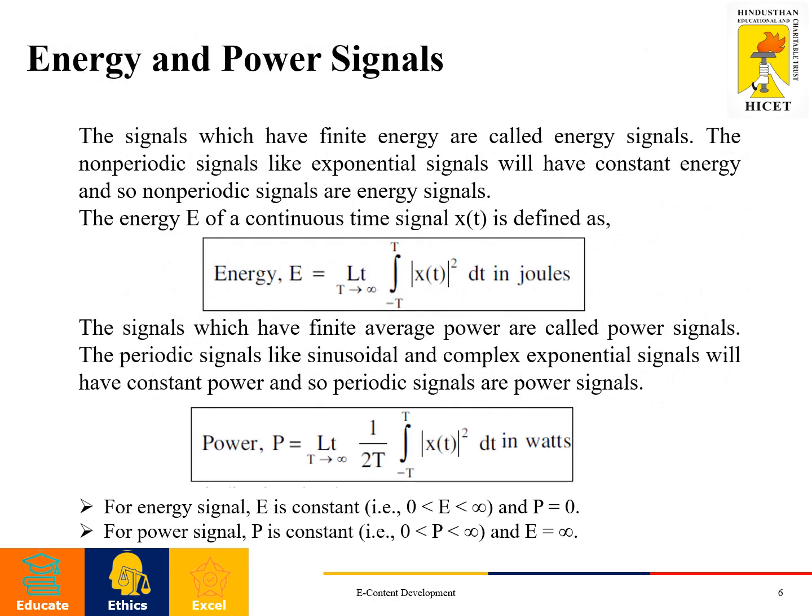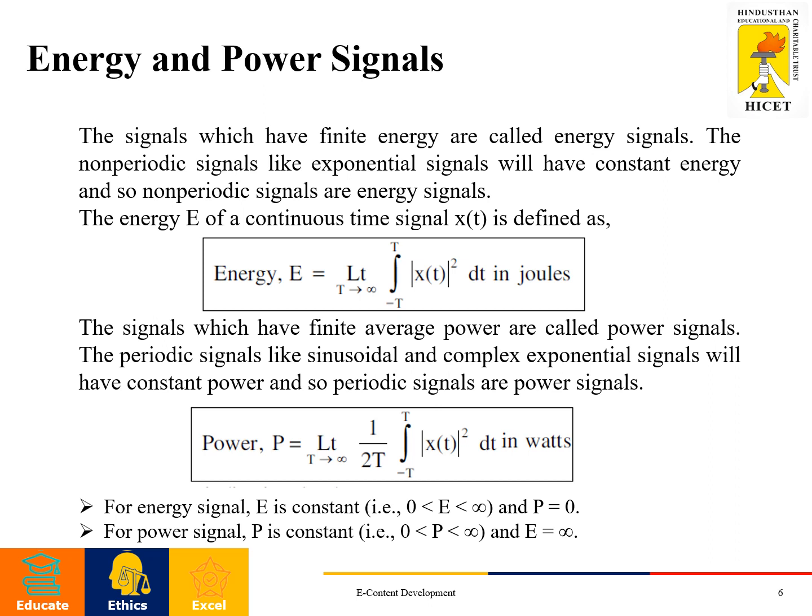And the next classification, energy and power signals. The signals which have finite energy are called energy signals. The non-periodic signals like exponential signals will have a constant energy, and so non-periodic signals are energy signals. The energy E of a continuous time signal x of t is defined as E equal to limit T tends to infinity integral minus T to plus T modulus x of t the whole square dt, in joules.